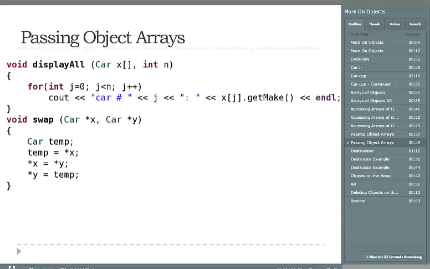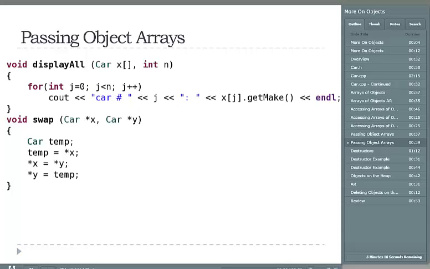Here is one possible solution for the displayAll function. Notice that the x argument gets passed in using the square brackets to indicate that it is an array. The second argument indicates how many cars to be printed in the array. And the only function that we can use for getting details about the car is getMake. So inside the for loop, we print the car number, which is j, and we also call x[j].getMake, which will return the make of the car.